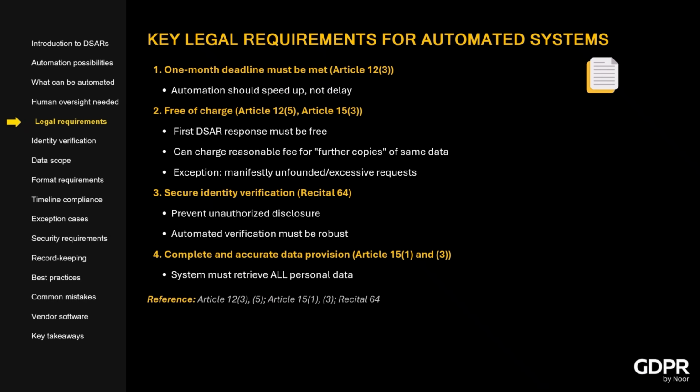Complete and accurate data: Article 15 requires providing all personal data you process about the requester. An automated system must search every relevant system. Partial discovery is a compliance failure. These four requirements apply whether you automate or not. Automation must support them, not weaken them.